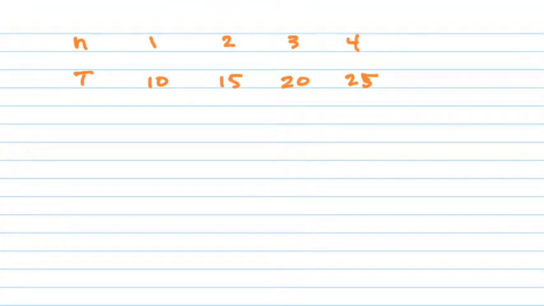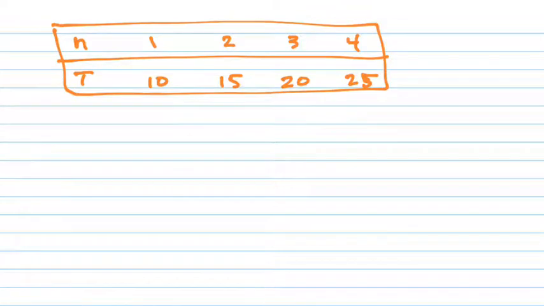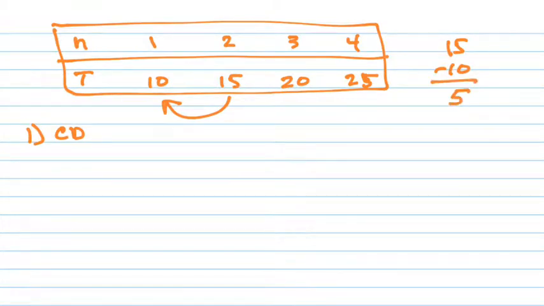Jumping around and guessing is one reason why it doesn't make sense later, when it's not so obvious. So first, we need to find the common difference. I'm going to take this one minus this one. So it's 15 minus 10, which is 5, and it's a positive 5. That's very important. Then we'll take this one minus this one. 20 minus 15 is 5. So our common difference is 5.